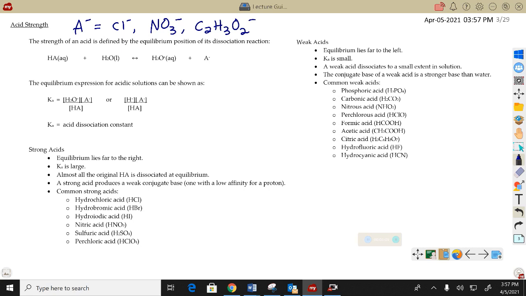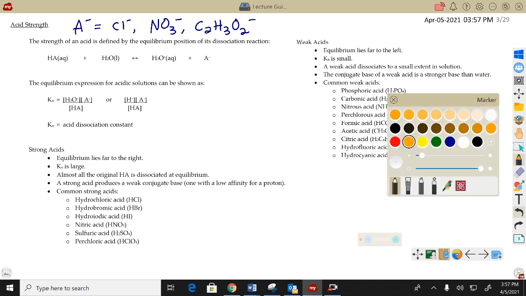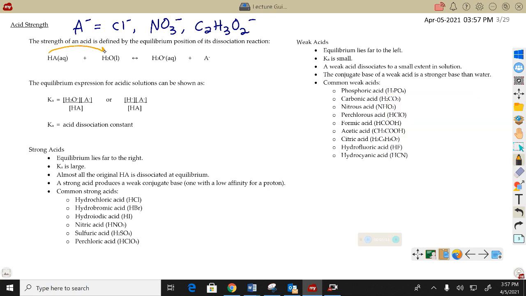And so if I look at what's happening here, my acid should be the hydrogen donor. It's going to give a hydrogen ion to the water. So we'd say HA is acting like an acid and water is acting like a base. It's accepting the hydrogen. It's removing the hydrogen ion from the solution.